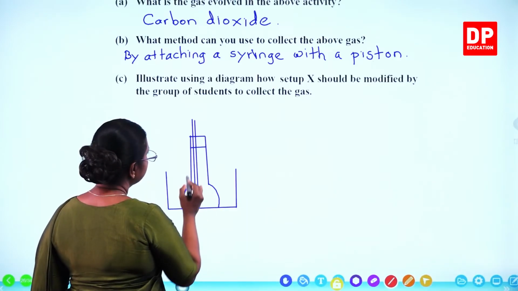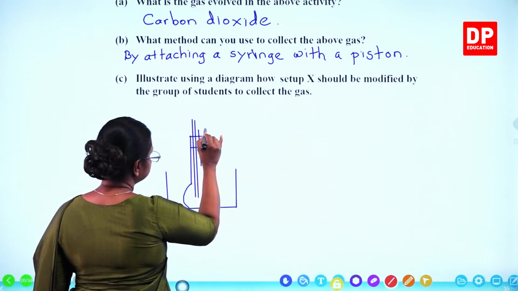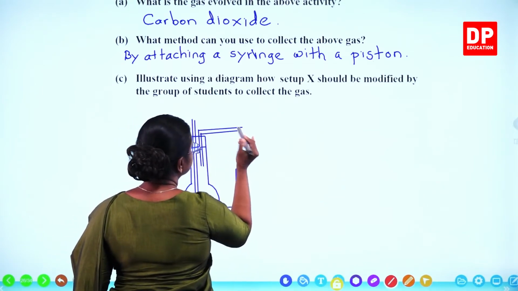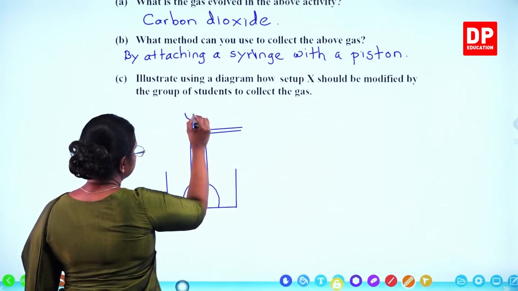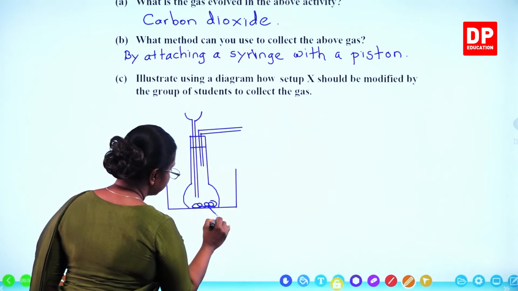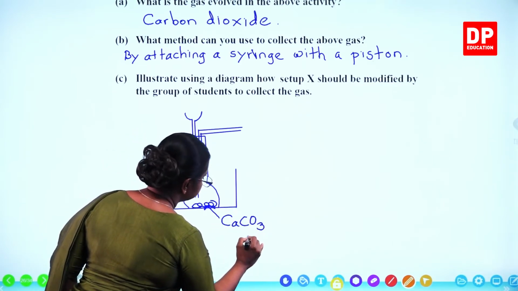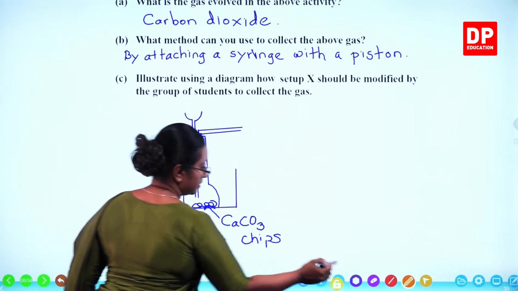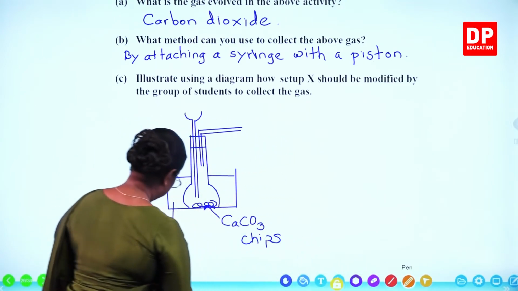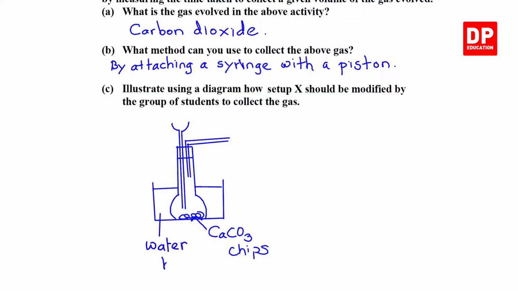You need to have the thistle funnel and the glass tube there. This is the thistle funnel. Then we need to have calcium carbonate chips. We have the water bath. Then here, of course, we need to connect the syringe with a piston.